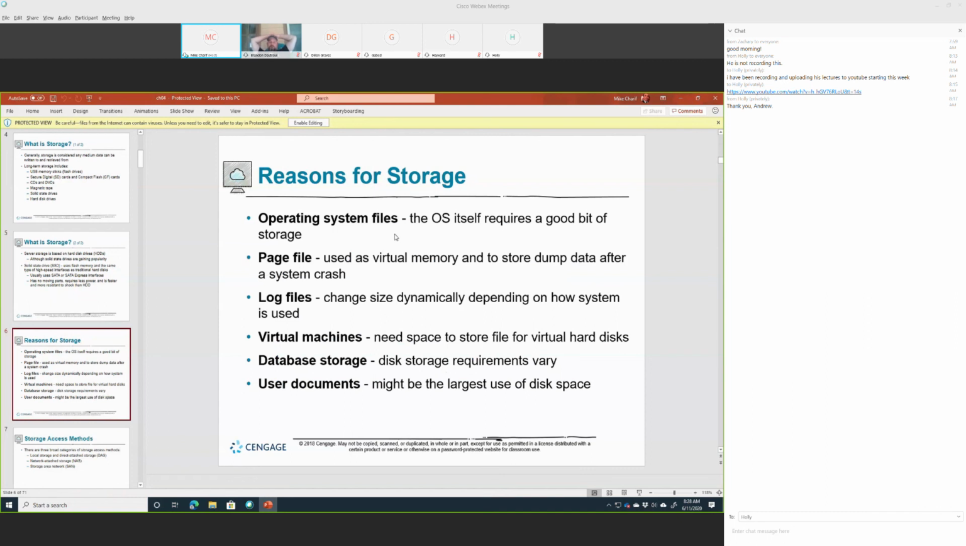What step do you take to avoid using the page file a lot? Basically, you need to add more physical memory. The other reason why we need storage, especially on a server, is for the log files. That file grows dynamically as needed. So what is in there?